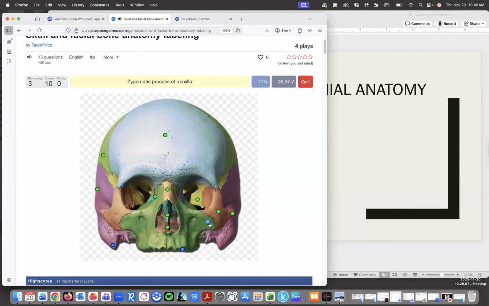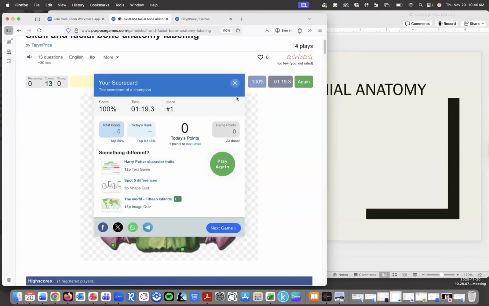Zygomatic process of the maxilla is here. Alveolar process of the maxilla is here. Because remember, the mandible also has an alveolar portion or process, and the mandible does near the teeth. Same area, but on the lower teeth. Mastoid process over here. Great.